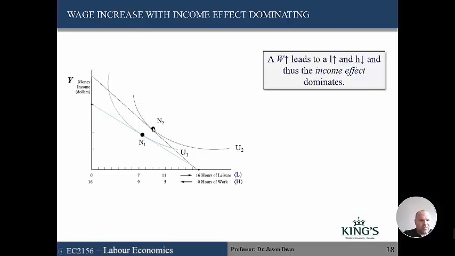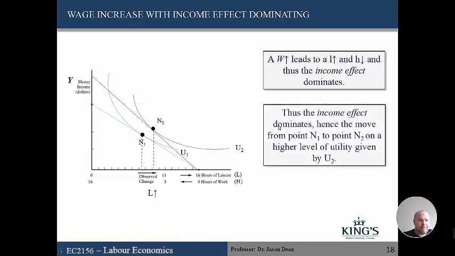Now in the face of a wage increase, this person, because of their preferences being a certain way, decides to take more leisure. So they're going to go in this direction and increase their hours of leisure. But remember, there's a substitution effect going on here as well, which would make them want to work more. Since the net effect, the overall effect, is for them to work less and increase their leisure, the income effect must have dominated the substitution effect.